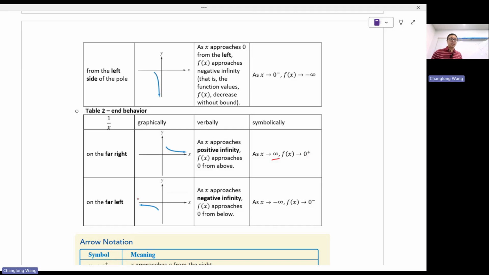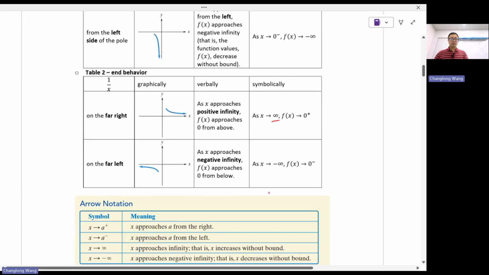Now, if x is approaching negative infinity, again you have an infinitely large denominator, but in the opposite direction. The function 1 over x will be infinitely small. So the function will still be approaching 0, but from the negative side, because x has been negative the whole time.